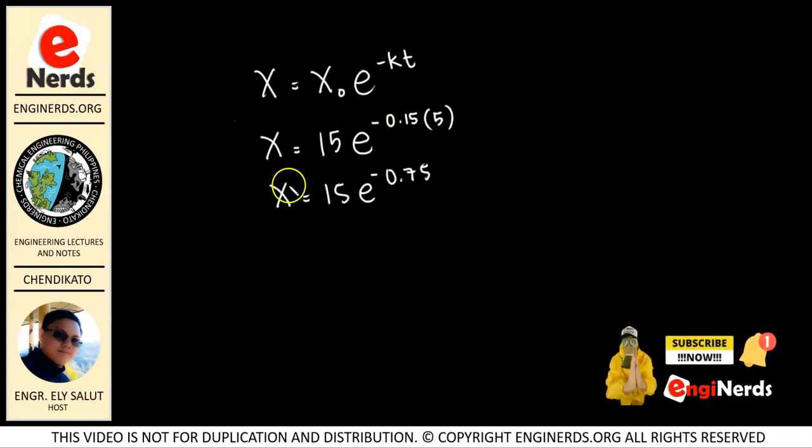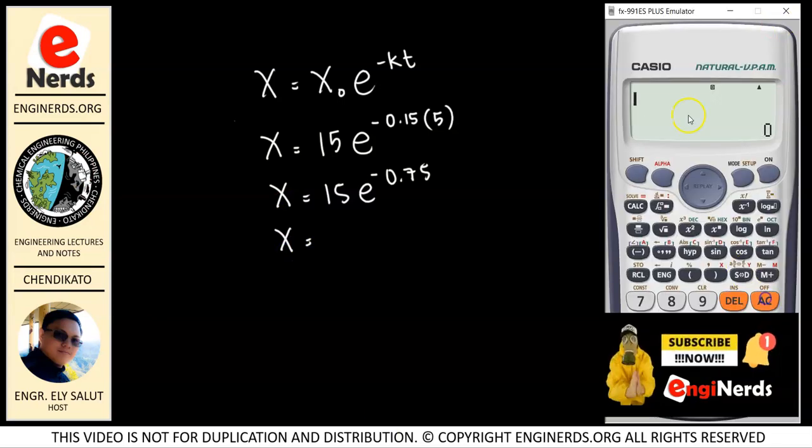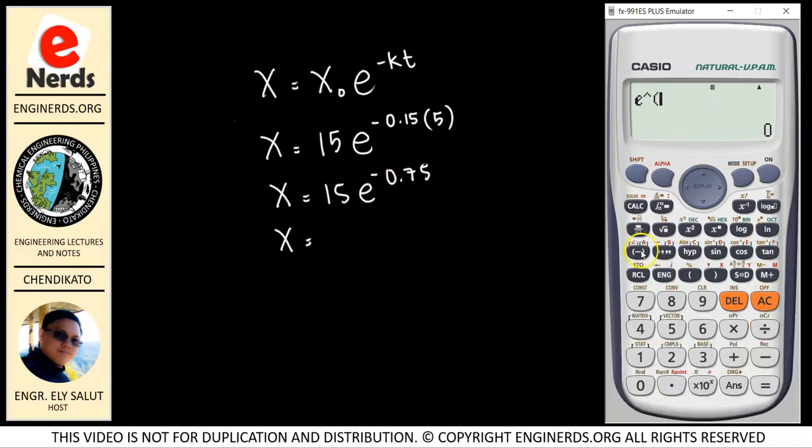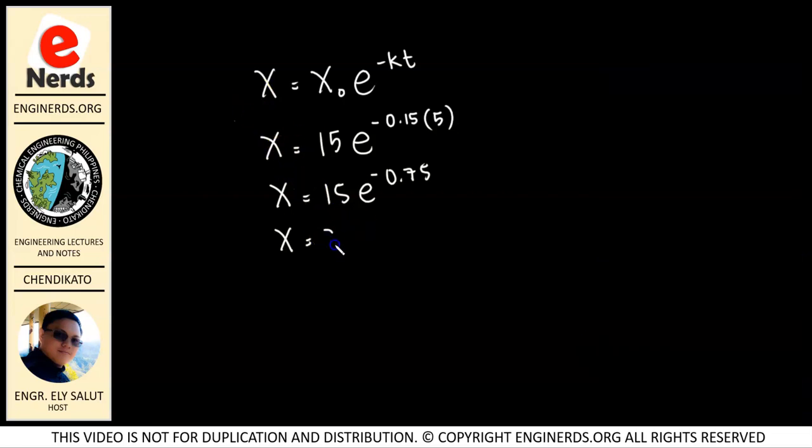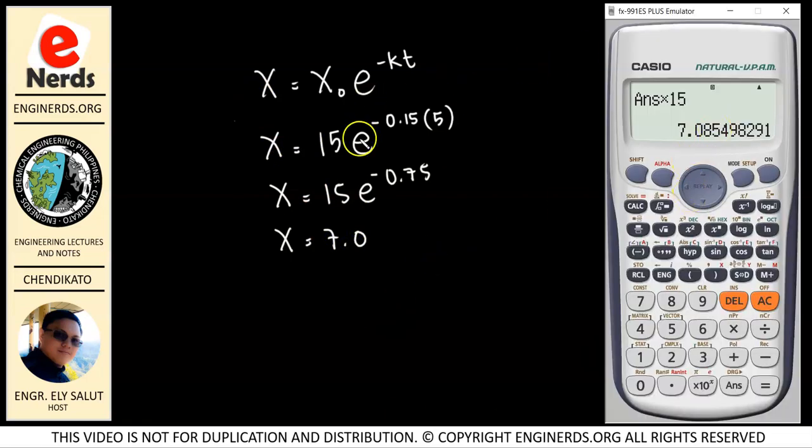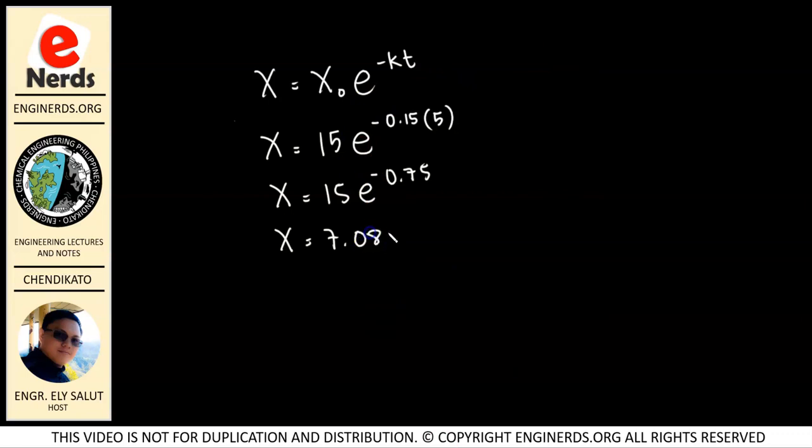Okay, so we're going to use our calculator here. Let me solve this first. We have e to the negative 0.75. Then multiply that by 15. So we have 7.0855 cubic meters. So this is our answer using the rate of decay equation.